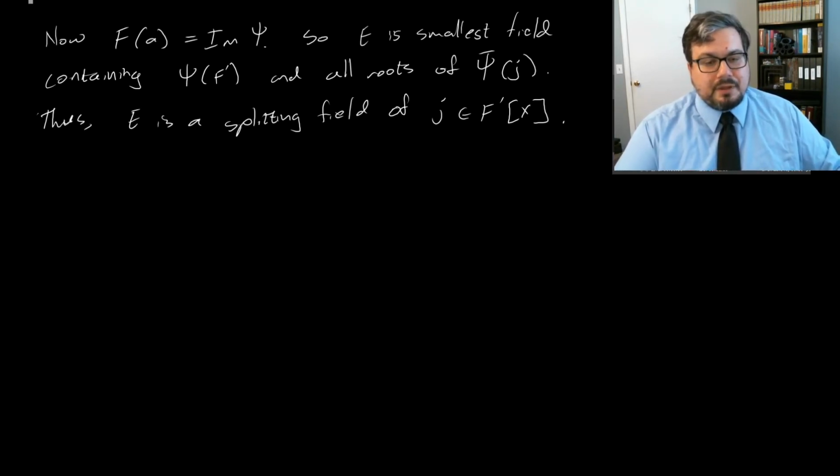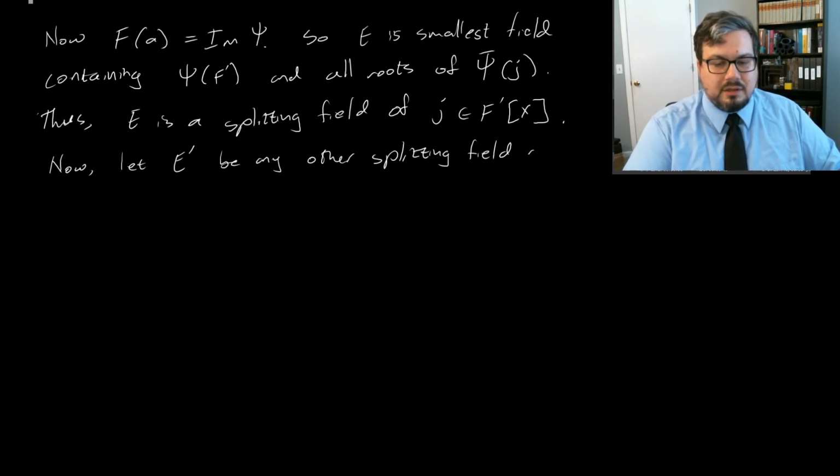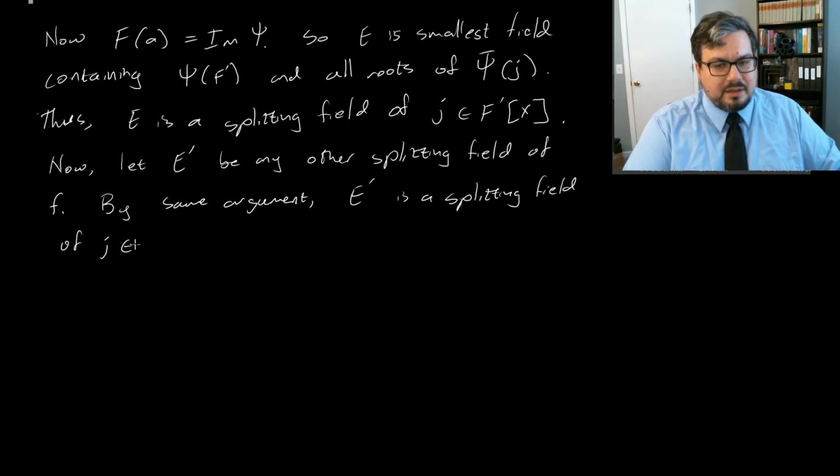Okay, so we've shown that any splitting field of the polynomial F is also a splitting field of this polynomial J that sits inside this ring F prime of X. So now let's let E prime be any other splitting field of F. So by the same argument, E prime is a splitting field of J over F prime.